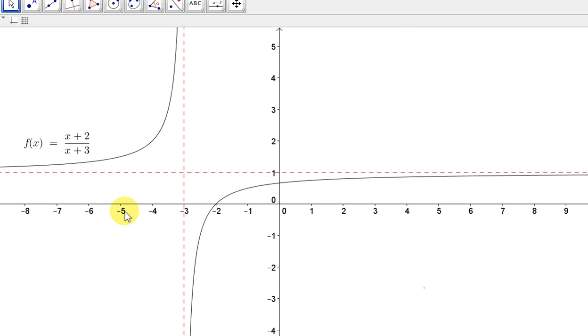You can see from the graph that as x approaches minus 3 from the left, the function appears to be blowing up towards positive infinity, and as x approaches minus 3 from the right, the function seems to be blowing up towards negative infinity. So for one thing, the limit at x equals minus 3 doesn't exist because we're getting different results depending on whether we are approaching minus 3 from the left or from the right.